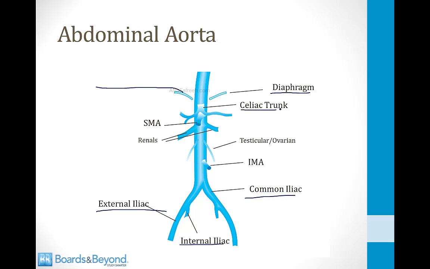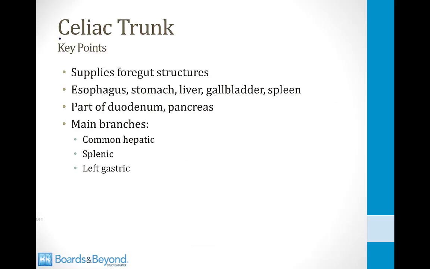The first one is the celiac trunk, the next one is the superior mesenteric artery, and the third one is the inferior mesenteric artery. There are a couple of smaller branches off of the abdominal aorta. Those include the renals right here and the testicular and ovarian branches, which are here. But what we're going to focus on in this module is the three major branches that supply the gastrointestinal structures, and those are the celiac trunk, the SMA, and finally the IMA. Let's start our discussion with the celiac trunk.